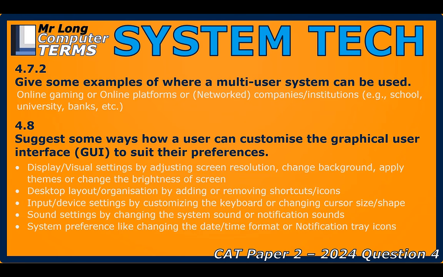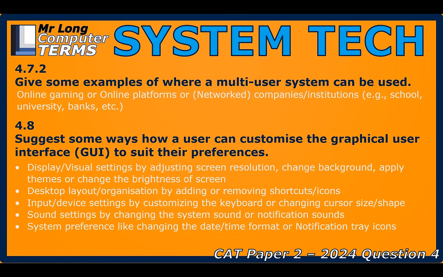Keep it tidy? Precisely. You can also change input or device settings. Maybe customize keyboard shortcuts for faster actions, or change the size or even the shape of your mouse cursor to make it easier to see. Sound settings, too, change those default system bloops and bleeps to something else, or adjust notification sounds, and even system preferences like changing the date and time format or deciding which little icons show up in your notification area. All these little tweaks add up to make your computer feel more personal and efficient for you. It really is about making the tech work for you, not the other way around.